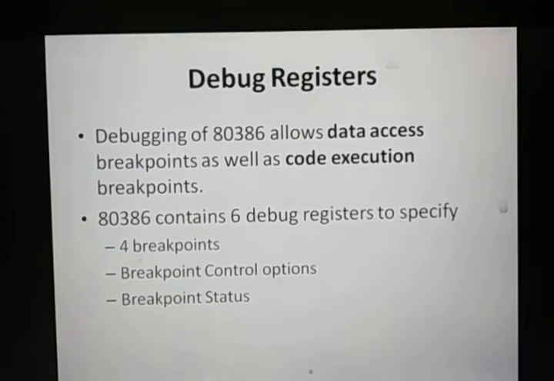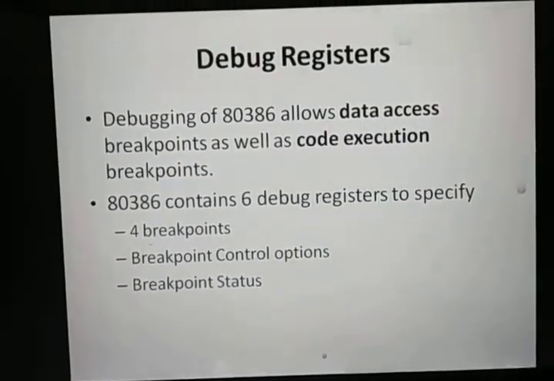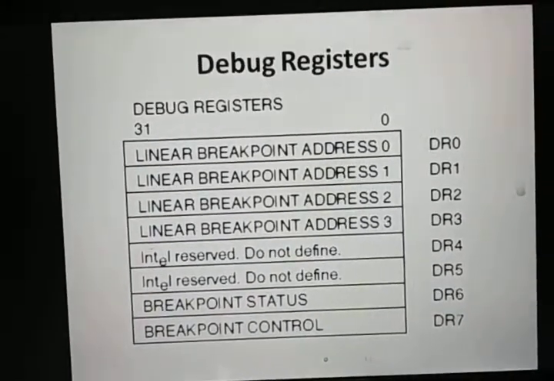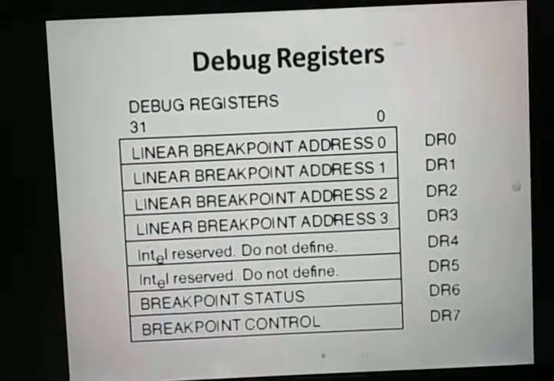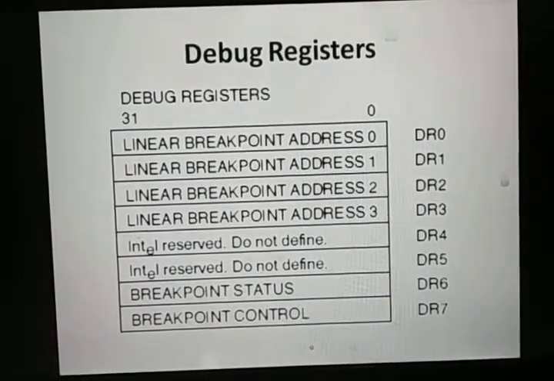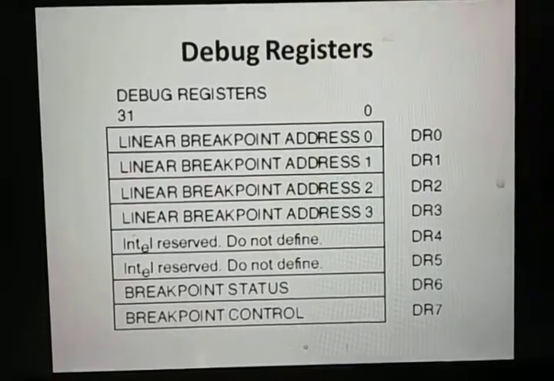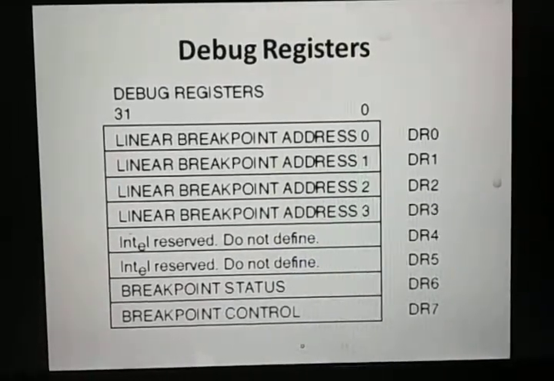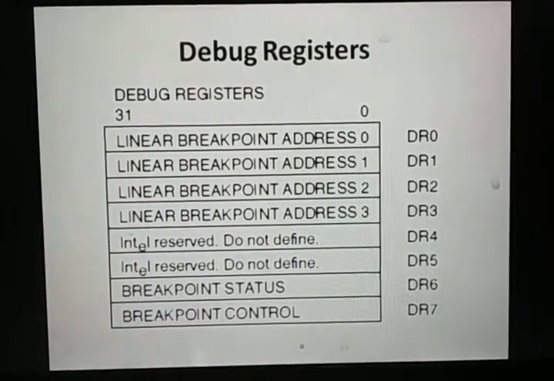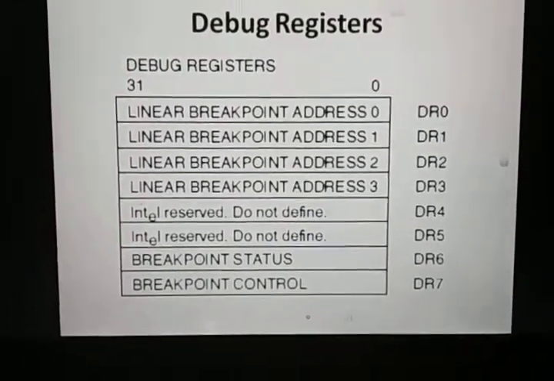The 80386 contains debug registers to specify breakpoint conditions, breakpoint control options and breakpoint status. The 80386 has 8 debug registers from DR0 to DR7. DR0 to DR3, as you can see in this diagram, are used for the linear breakpoint address condition. DR4 and DR5 are reserved by Intel for future use, meaning they are not used by the 80386 processor. DR6 is used for status and DR7 is used for the breakpoint control condition.